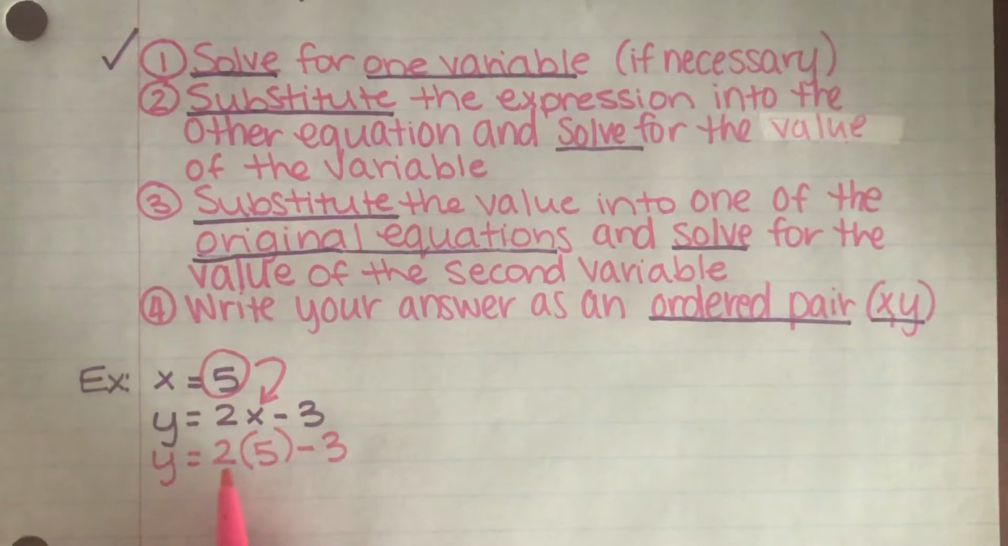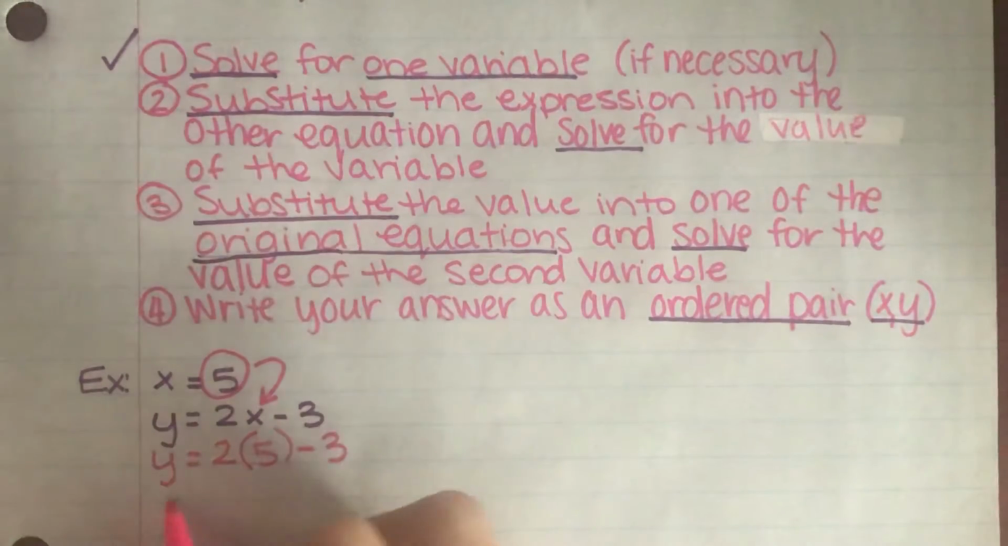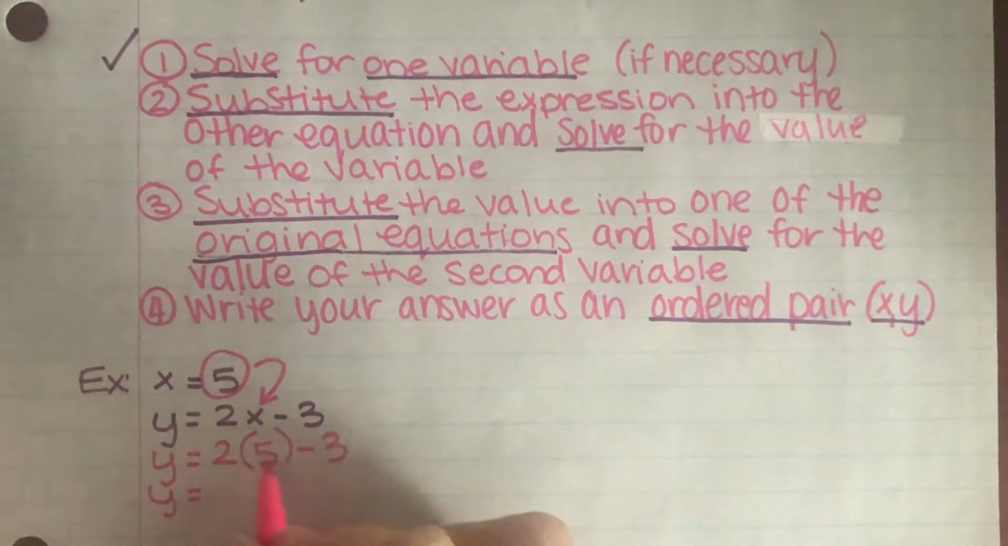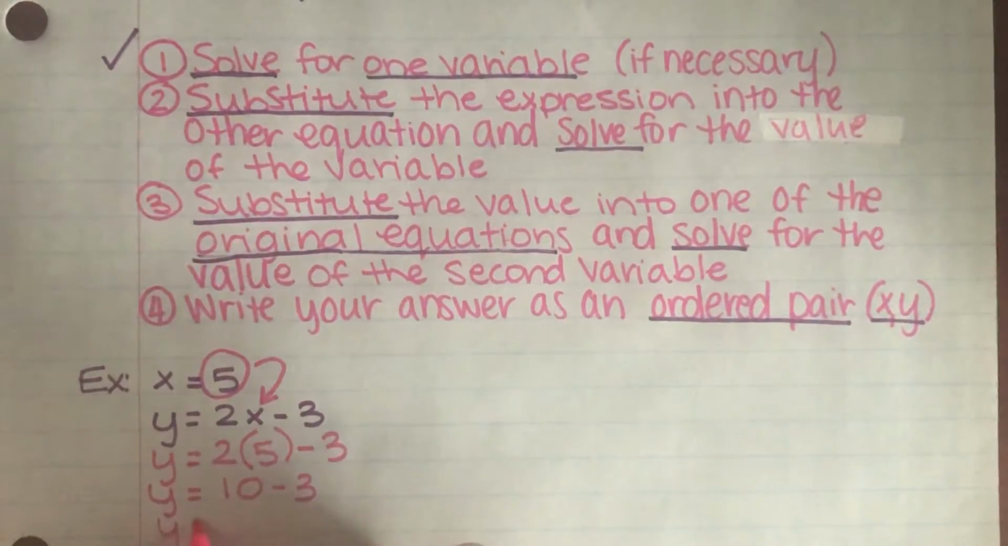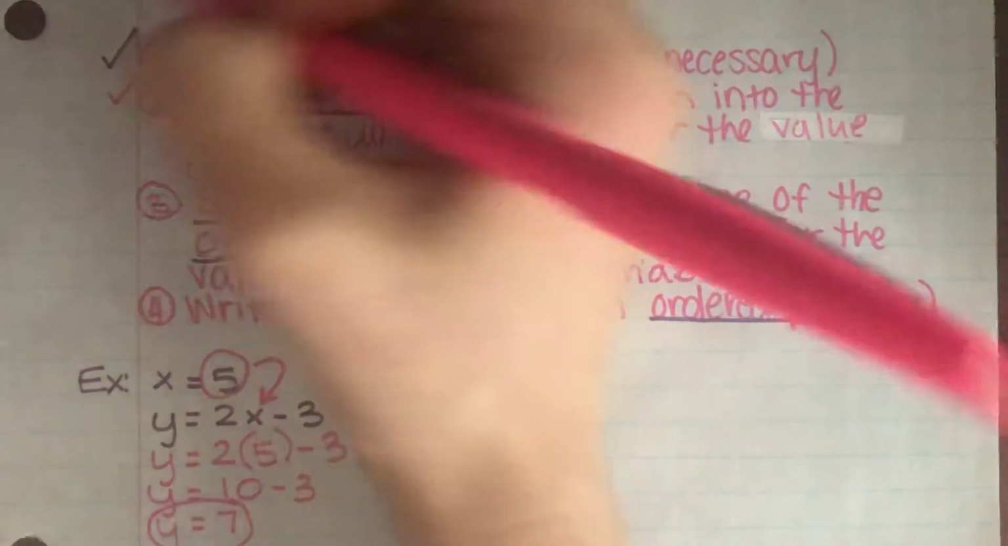Remember, when we're solving, we're using PEMDAS or GEMDAS, so that means we multiply or divide before we add or subtract. So we're going to start by multiplying 2 times 5, which is 10. And lastly, we subtract. So we have y equals 7. Okay, so we substituted and we solved.